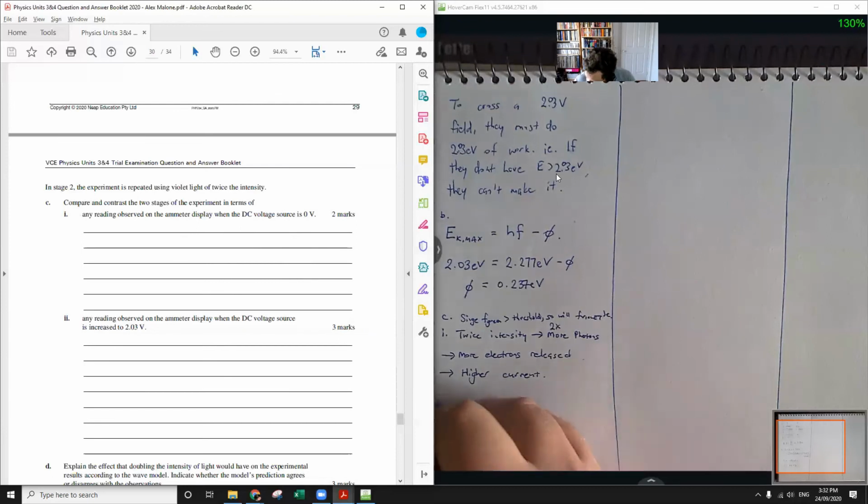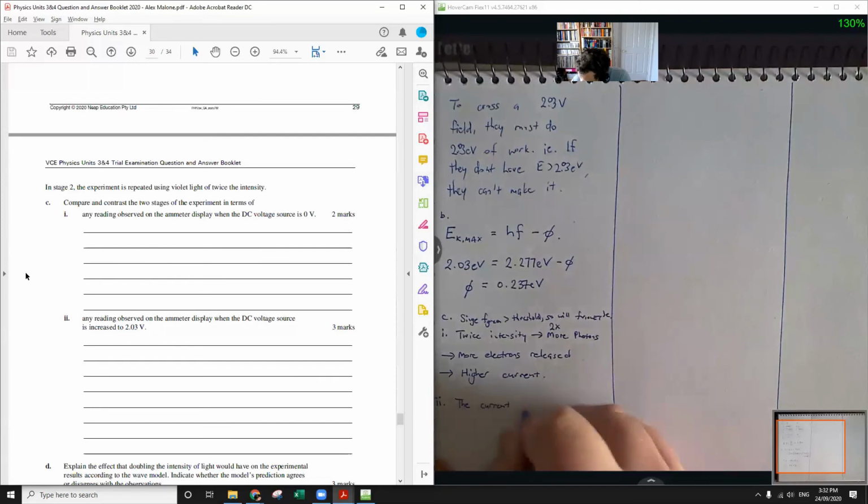Okay, part 2. Any reading observed on the ammeter display when the DC voltage source is increased to 2.03 volts. So the current will no longer be 0.